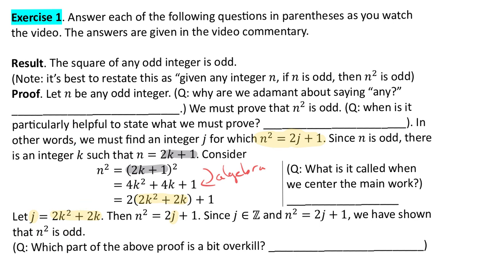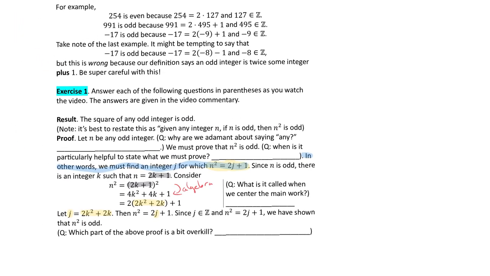Okay, so the part of the above proof that's overkill is when we made the substitution for j to be equal to 2k squared plus 2k plus 1. In fact, the whole line that I'm about to highlight here is probably overkill. So this line here where I'm highlighting in blue, in other words, we must find an integer j, that's overkill. We don't really need to introduce an extra variable. Okay, so let's look at another proof here.